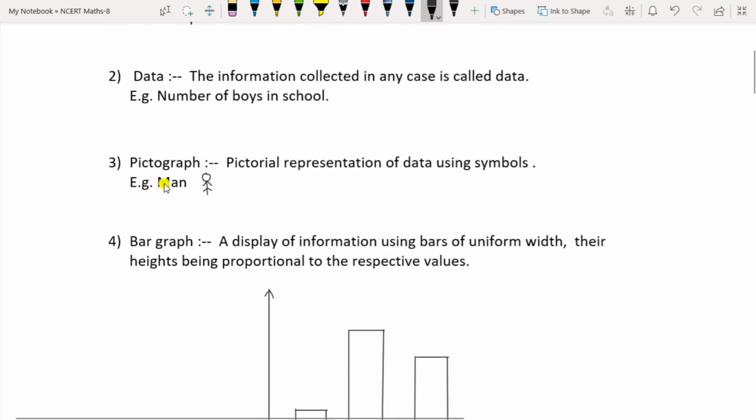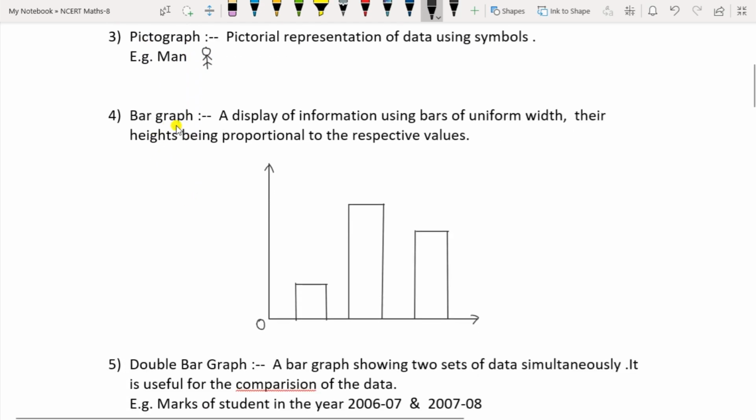What is a pictograph? Pictorial representation of data using symbols is called a pictograph. For example, for man, we can use this symbol for man. Any other thing we can draw, or symbolize by something, then it is called a pictograph.